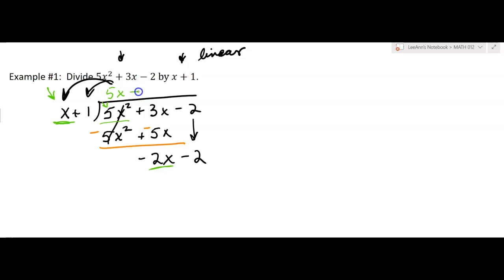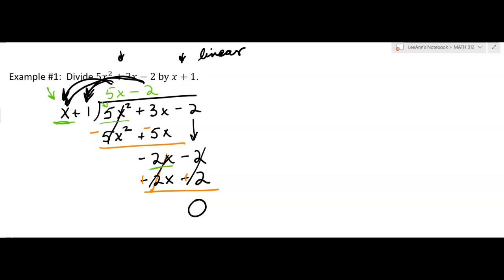And that's going to be minus 2. Okay, now we're going to multiply. So negative 2 times x, negative 2x, that's supposed to happen. Negative 2 times 1, negative 2. Change your signs, because we're subtracting. And then these cancel out, and these cancel out. So the remainder is 0.